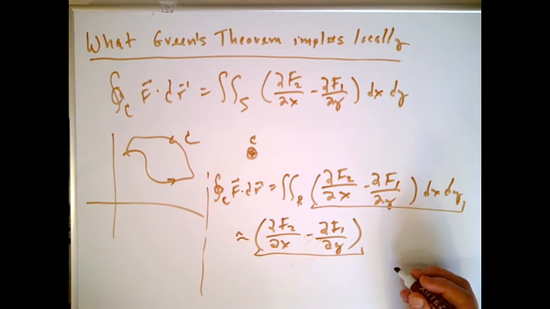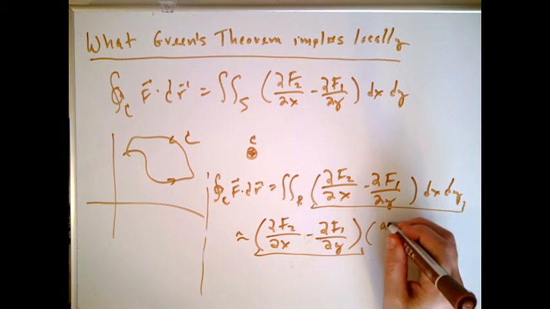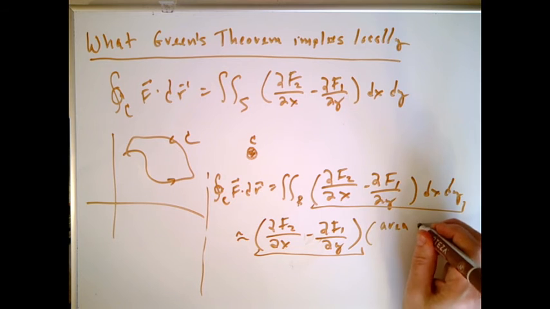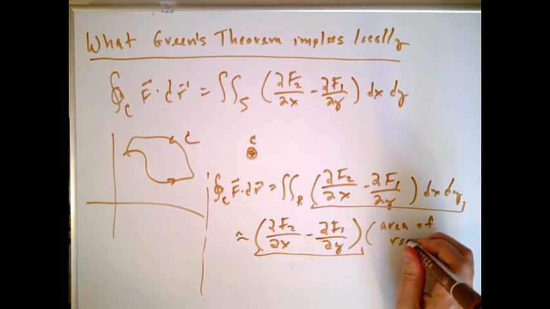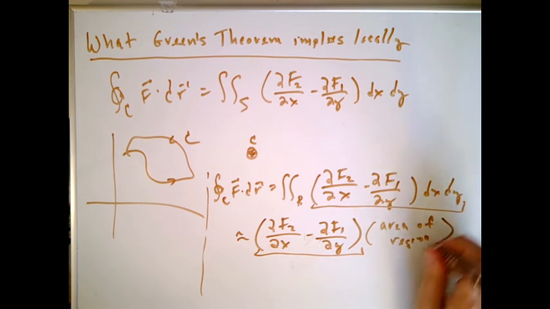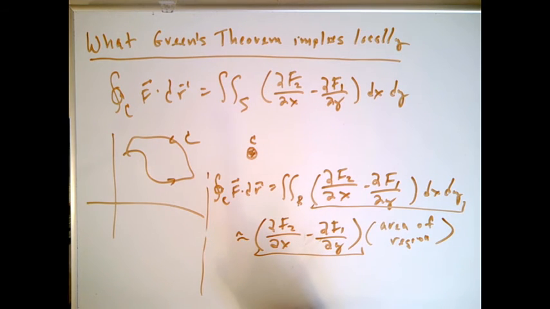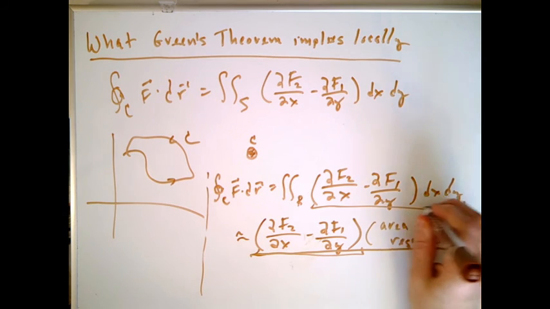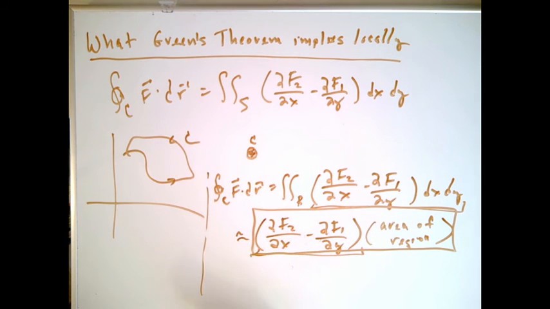Now the region is so small that we don't actually care that it's delta x, delta y. What we do care is that it's just the area of the bottom. Now this only works if the curve is really, really tight and the region's really, really small, but this is actually very much how Green's theorem is actually used.